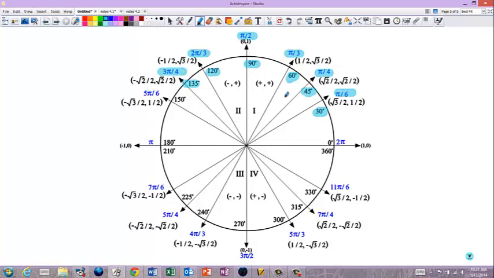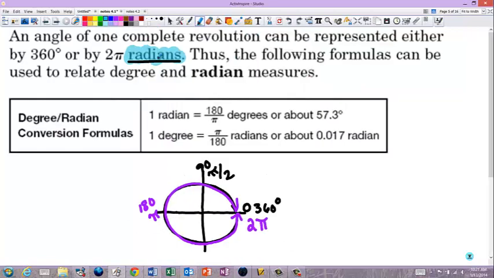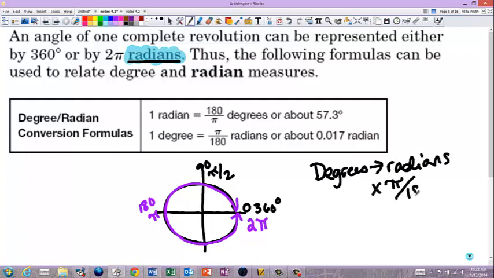Please note, you are going to have to memorize the circle, and I'll show you easy ways to memorize it. Don't let that freak you out. Okay, so here we go. To go from degrees to radians, you multiply by pi over 180.